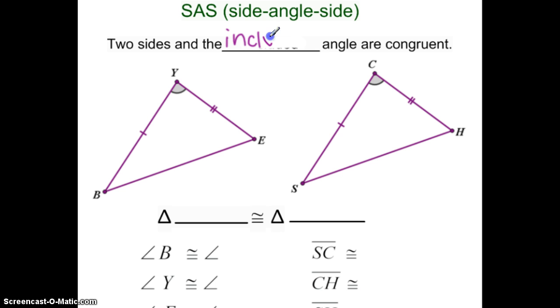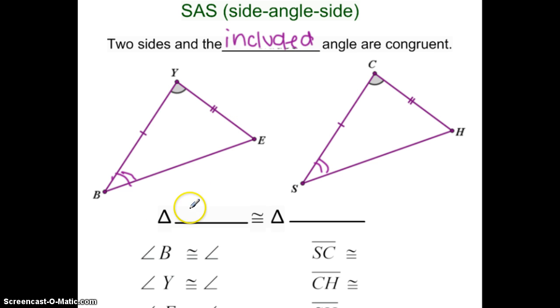If you look at our picture, we have two sides, and these are our included angles. If, let's say, we chose to use angle B and angle S, we cannot use side angle side, because this would be angle side side, and that's not a theorem or postulate that we're going to be using. So this included angle is crucial. We have two sides and its included angle. We'll talk more about this in class, but I just wanted to point that out.